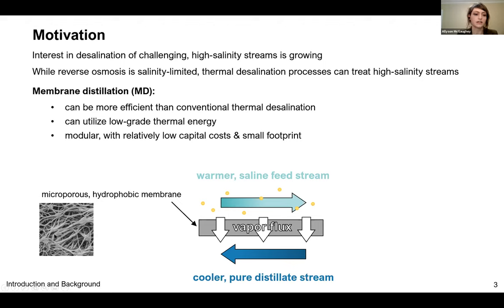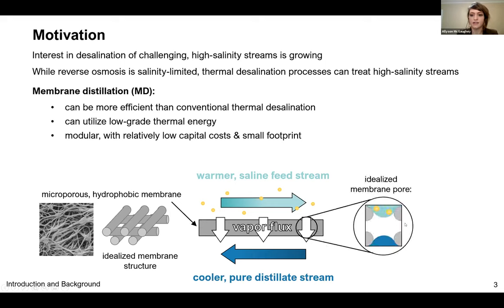This is a SEM image of a typical commercial PTFE MD membrane. The morphology is characterized by the strands of polymer material, which we call fibrils, and they intersect to form pore openings. This shows a schematic of an idealized and simplified version of the membrane structure. If we imagine a cross-section of that idealized structure, it would look something like this, where we have the feed stream and the distillate stream separated by a vapor gap, which is supported by the membrane.